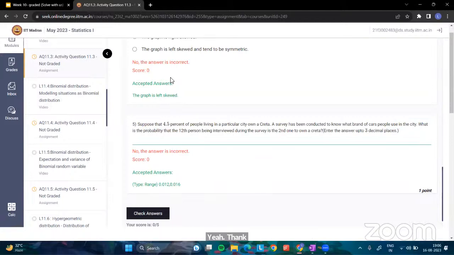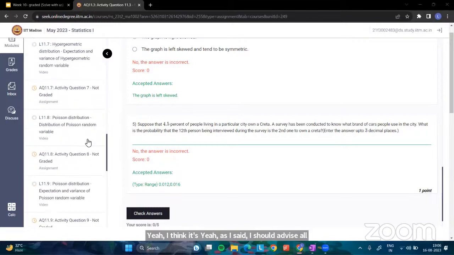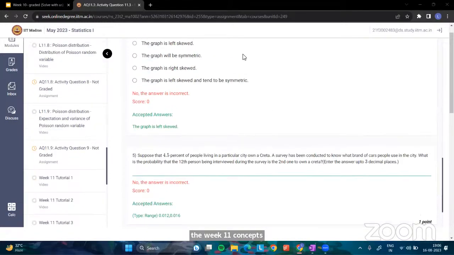Thank you. Ma'am, you said there is a special kind of distribution used to solve such questions. Ma'am, by any chance, was it the exponential distribution? No, it won't be the exponential. I think it's called geometric distribution. Yeah, I think it's a geometric distribution. Yeah, as I said, I should revise all the week 11 and 12 concepts, so I'm not very sure. Exponential will be used when you have waiting time and things like that.